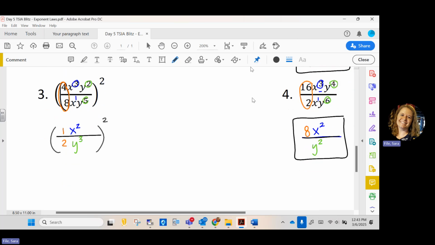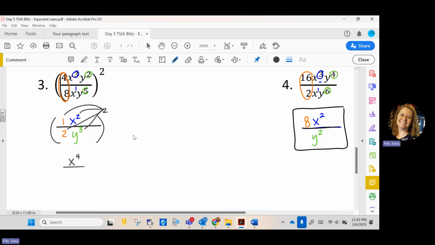So now I'm going to take that power of 2 and I'm going to send it to everything in top and in bottom. Okay, it goes to everything. So 1 squared is still 1, which I don't have to write a coefficient of 1. So really I can drop the 1. And then x squared squared, remember you're multiplying the powers. So 2 times 2 is 4. So that's going to be x to the 4th.